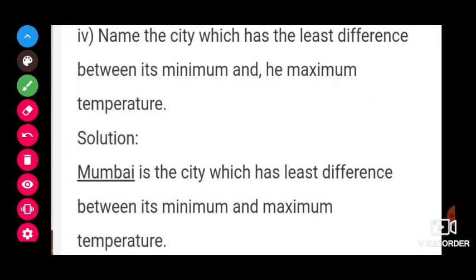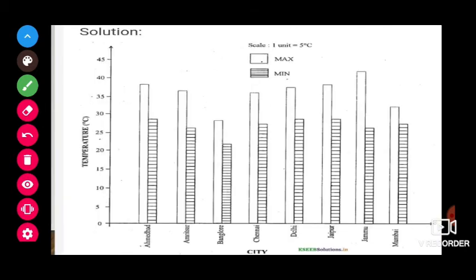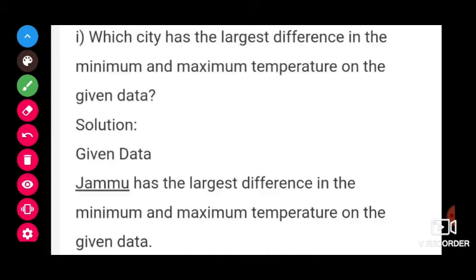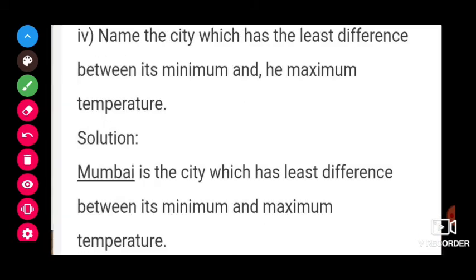Next one children, name the city which has the least difference between the minimum and the maximum temperatures. In the same way, we have to show the minimum. Here, Jammu has the maximum difference. And in the same way, one city has a very least difference. Which is that? I think it's Mumbai, which has the very least. Next, children.